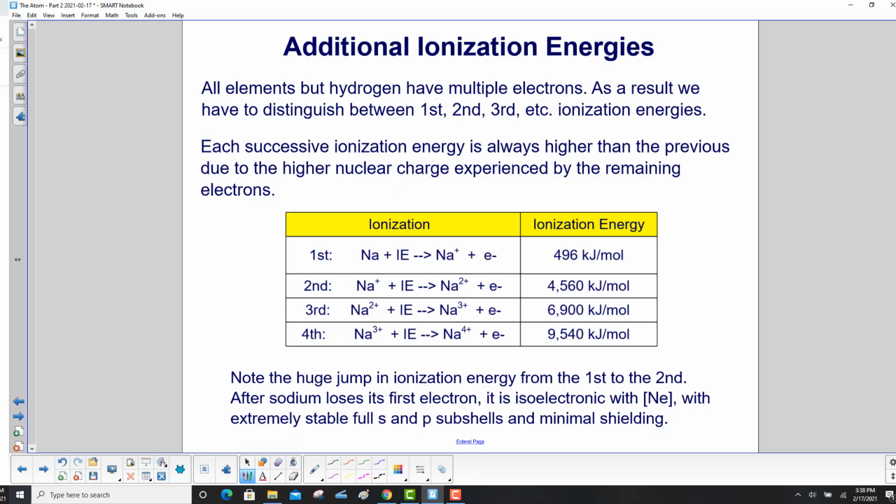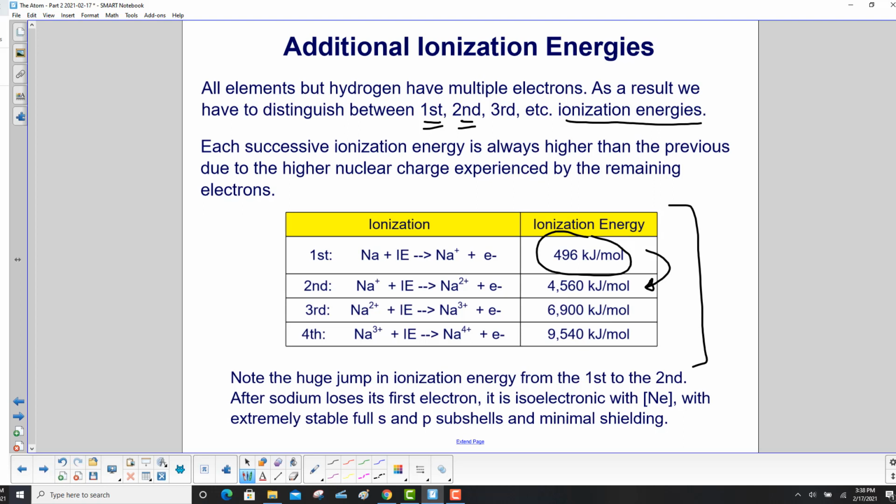All elements but hydrogen have multiple electrons. As a result, we need to distinguish between the first, second, third, etc. ionization energies. Each successive ionization energy is always higher than the previous due to the higher nuclear charge experienced by the remaining electrons. So let's look at sodium here. The first ionization energy is 496 kilojoules per mole. Look at the jump, almost 10 times as much for removing that second electron to make sodium 2+.